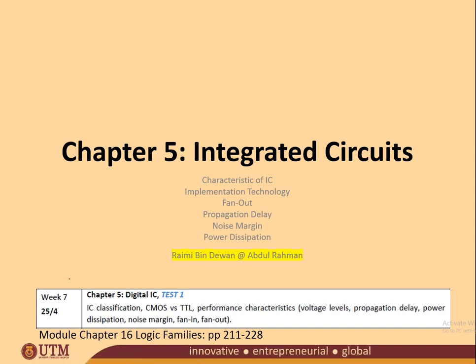So what should be covered is chapter 5, which is the digital IC, and it is about IC classification, CMOS versus TTL performance characteristics, voltage level, propagation delay, power dissipation, noise margin, fan in and fan out. The corresponding chapter in the module for this chapter is module chapter 16, logic family, page 211 until 228. So please read from the module for these pages. And if you have any questions, feel free to let me know.